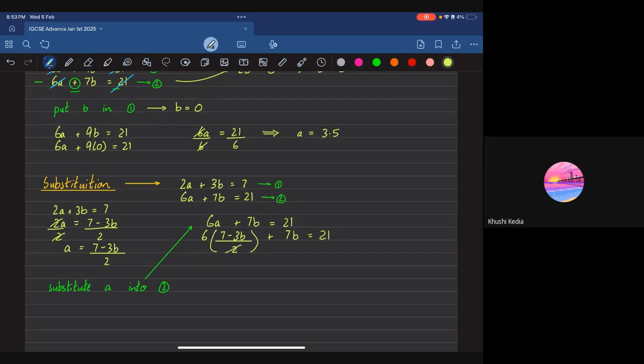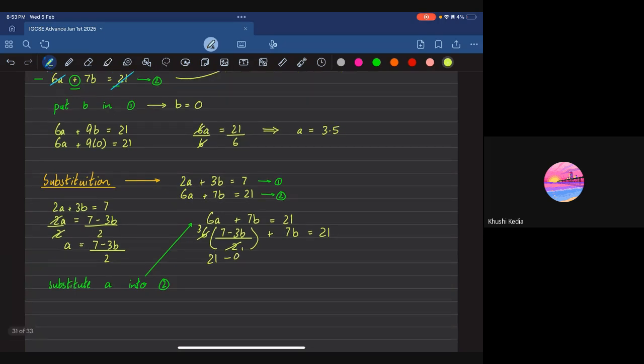Expanding that bracket, 2 cancels out with this. This becomes 3, 1. So 3 times 7 is 21. 21 minus 3 times 3 is 9. So minus 9b plus 7b. I just expanded the bracket, guys. Now what's going to happen? It's going to be minus 2b is equal to 21 minus 21. So in the end, it's going to be minus 2b is equal to 0. Minus 2 doesn't really matter. At the end of the day, you're getting the answer as b is equal to 0.